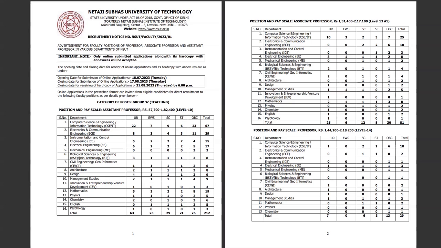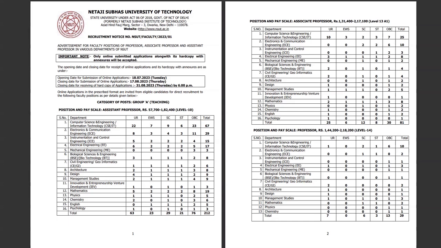Okay, so here they mention category-wise vacant positions for assistant professor, and you know the pay scale of the assistant professor in India is pay level 10. The initial pay is 57,700 to 1,82,400. That is the pay band. But based on that, the starting pay may be more than 1 lakh.